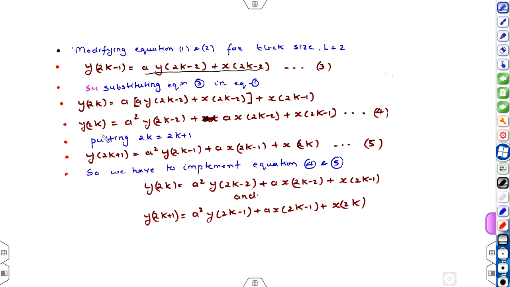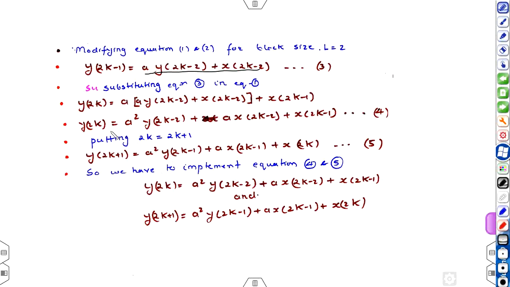Okay, and in the same equation, instead of 2k I can put 2k plus 1. So y of 2k plus 1 will be equal to a square y of 2k minus 1 plus a into x of 2k minus 1 plus x of 2k. So now I have two updated equations, 4 and 5.